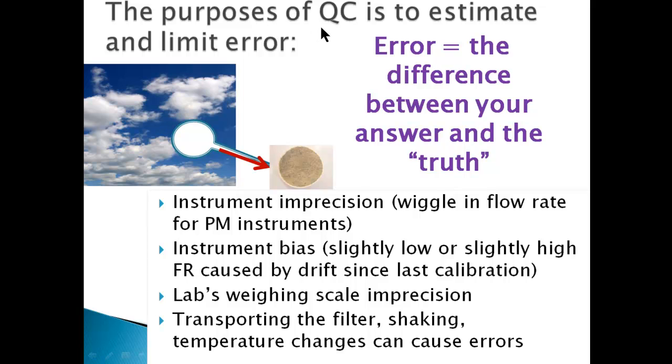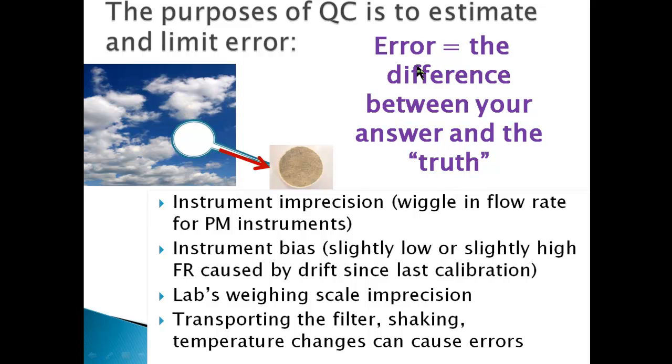So quality control, the purpose of it is to estimate and limit your error. And remember, the error is the difference between your answer and the truth. And the truth being the true concentration of particulate matter in the whole air over your land. Well, obviously, we're only taking a little bit of sample, and we're sampling it through a filter. So right there, we know we're just taking a sample. We want this sample to be representative. Remember, we talked about that in the first webinar. So that's why you pick your location very, very well.